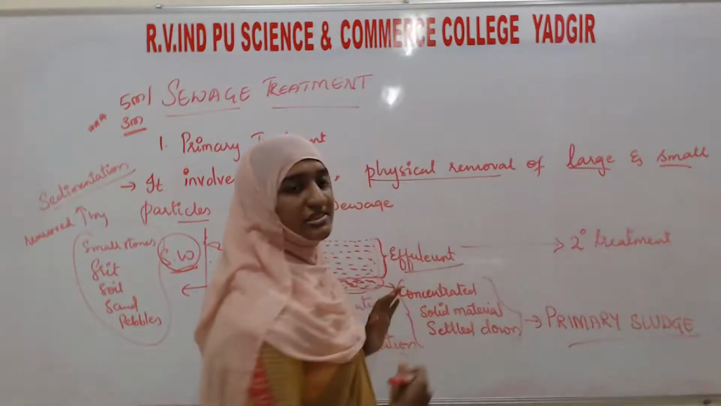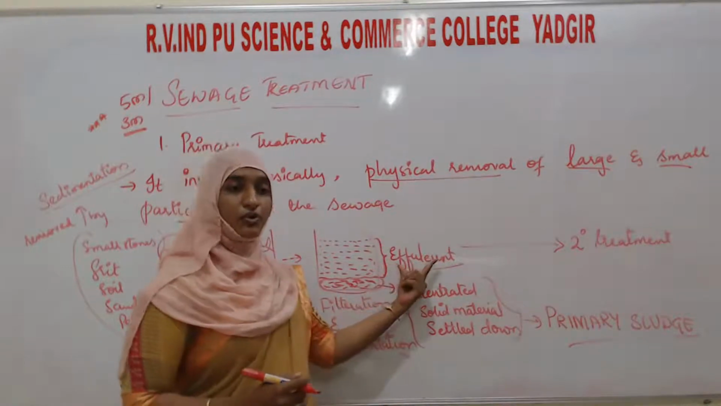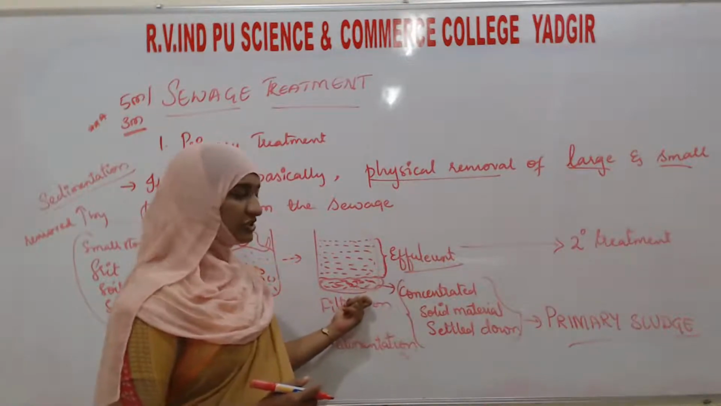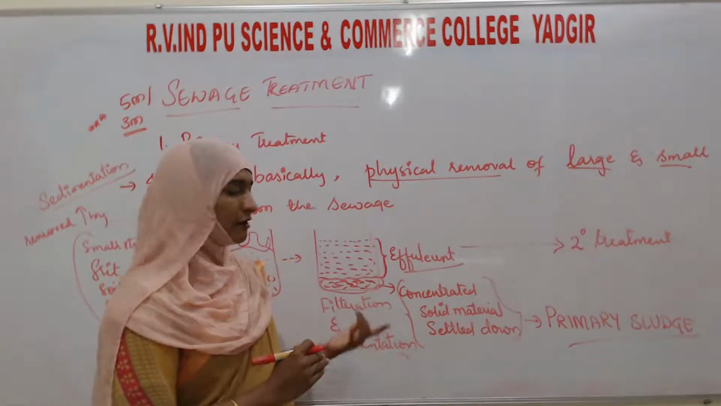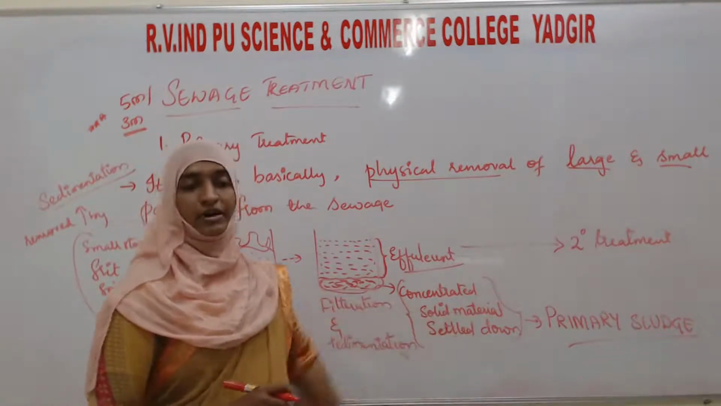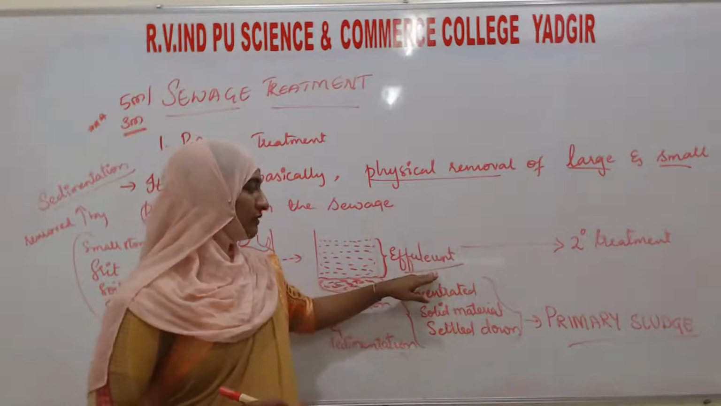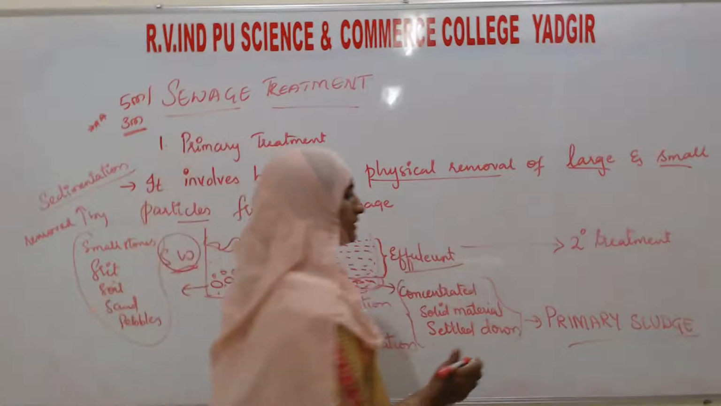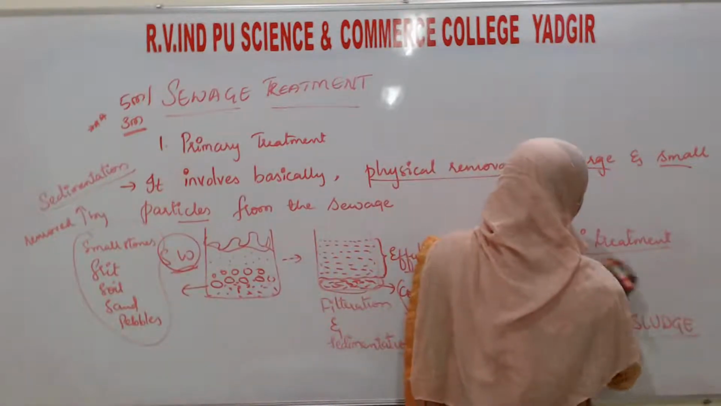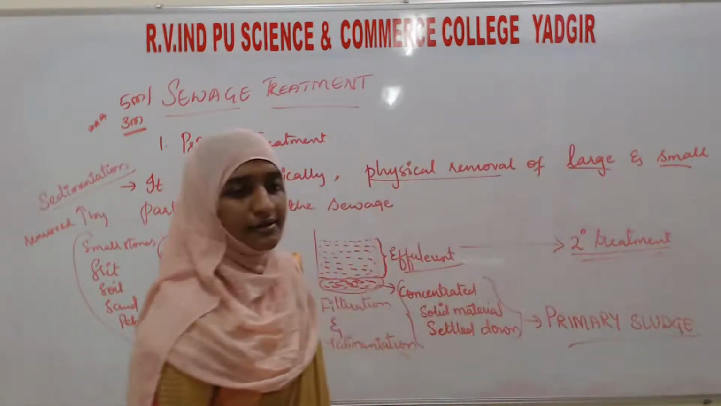What are we sending for the secondary treatment? That is the effluent. Then what is primary sludge over here? Whatever the solid part which is settled at the bottom of the tank, that we can call the primary sludge. Whatever effluent is sent for the secondary treatment, now we will see in detail what we mean by secondary treatment.